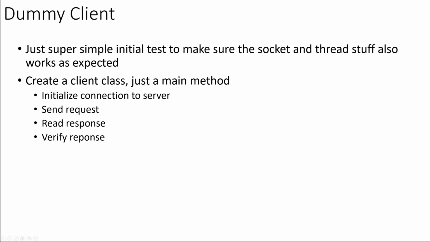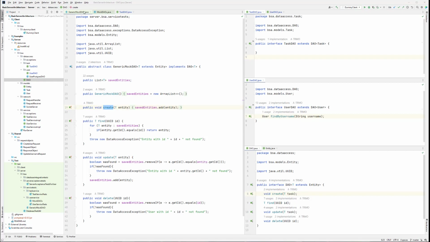Okay, next up I have created a real client. It's just a main method that creates a connection to the server and sends a request and reads the response, and then we print out the response. And I'm creating a new user, so it's super simple, but it's just to show you that the server actually works. So let's just have a look.